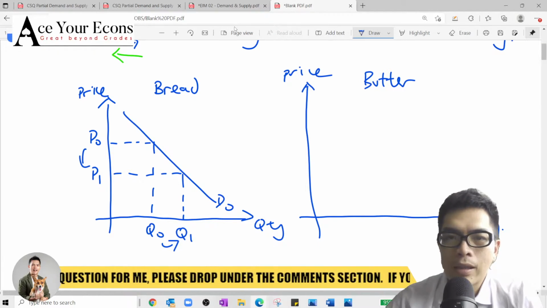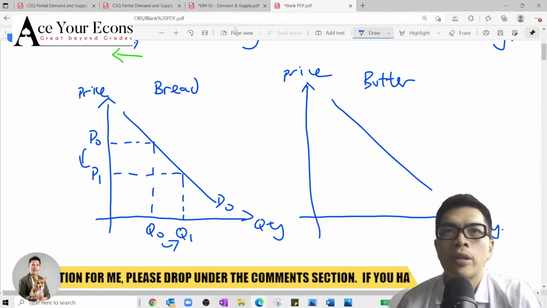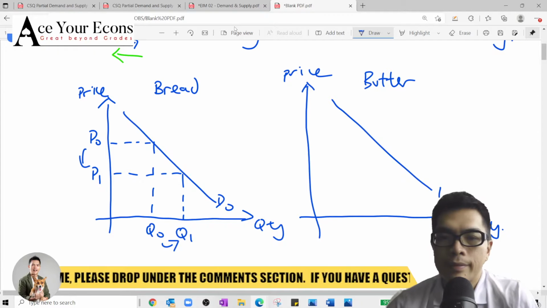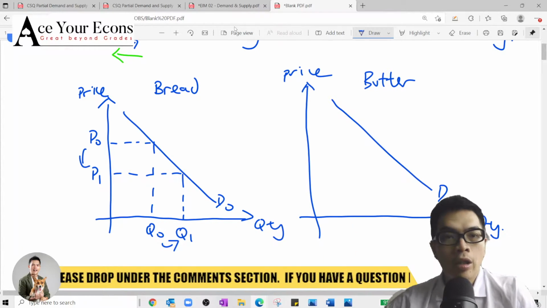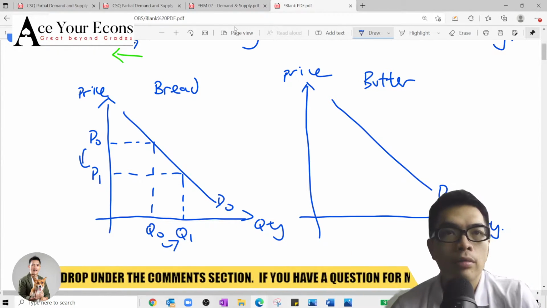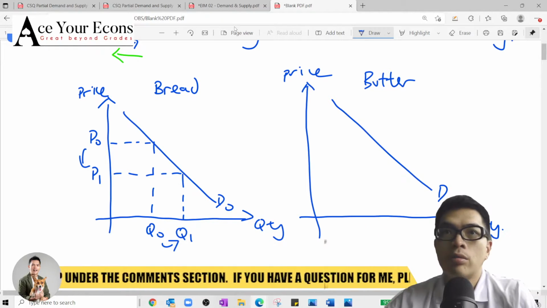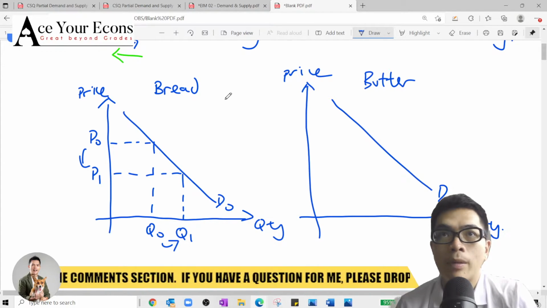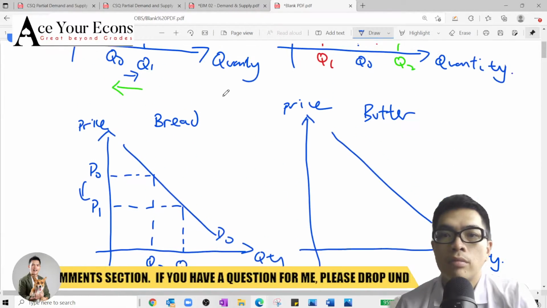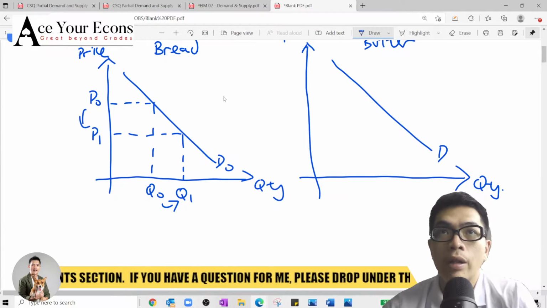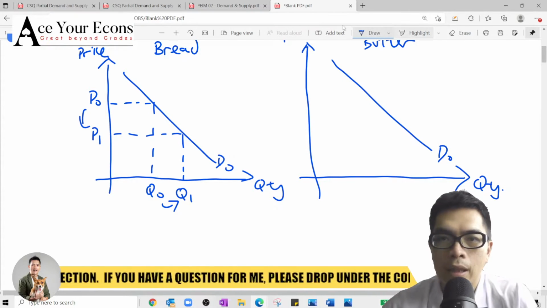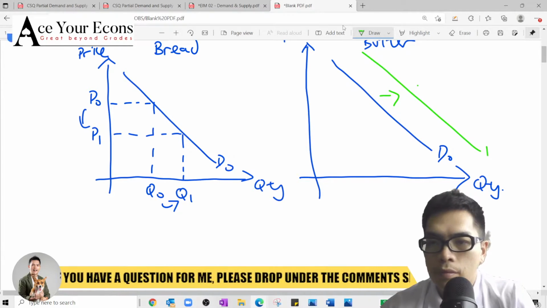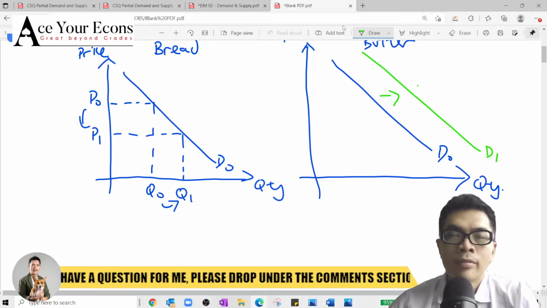Okay, so for butter, what do you think is going to happen? What do you think you're going to experience in the market of butter? Are you going to consume more butter when you consume more bread? So they are consumed jointly, right? And that being said, are there any changes in price of butter? No change in price of butter, right? So we are expected to see that butter is going to experience an outward shift, holding the price the same.